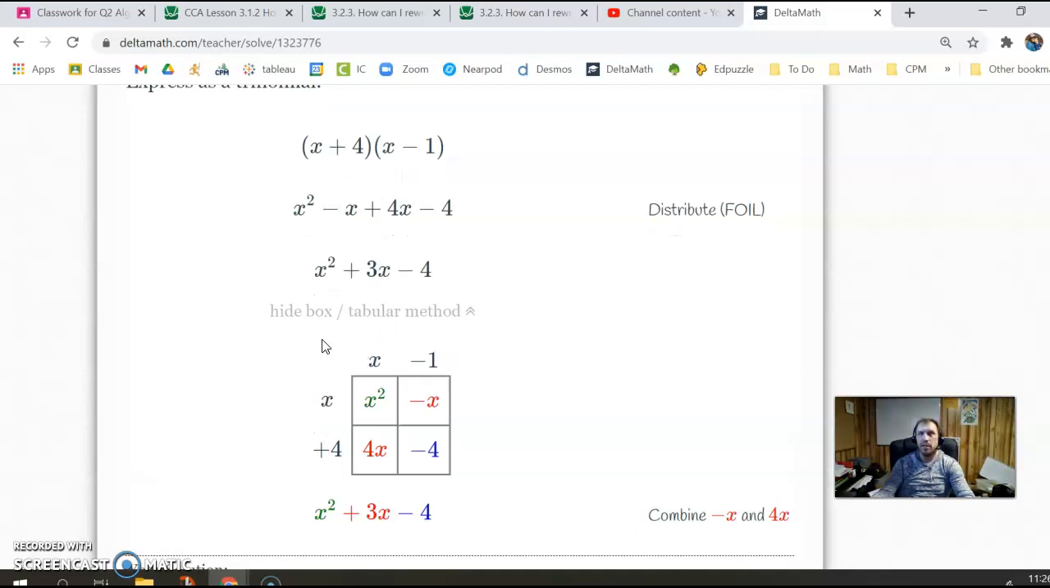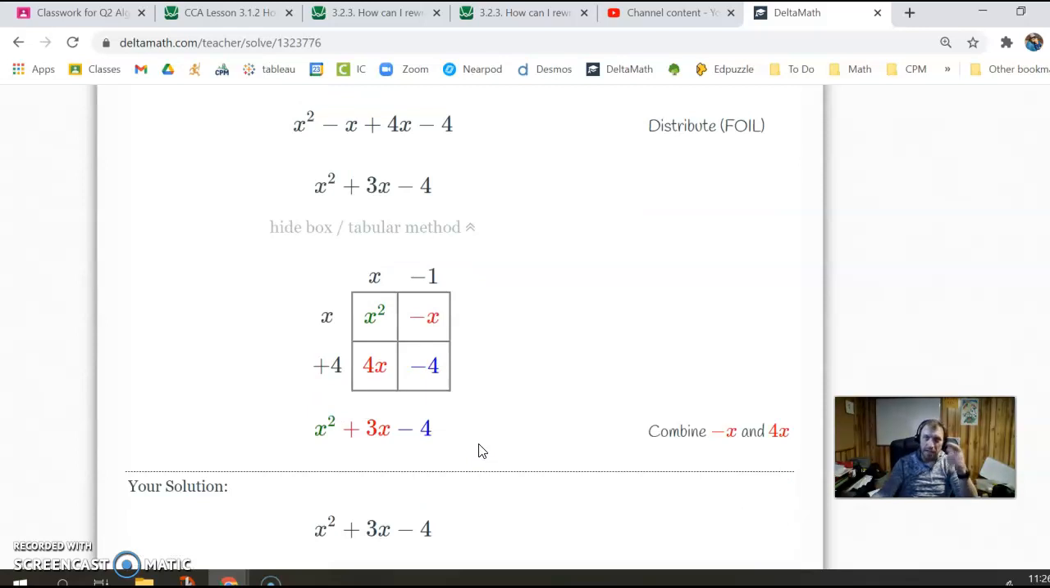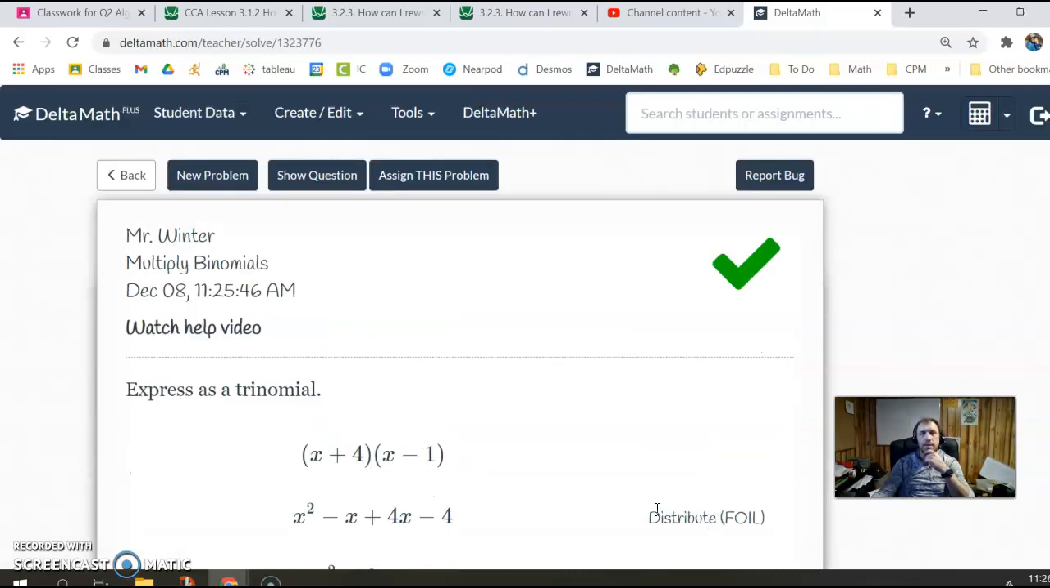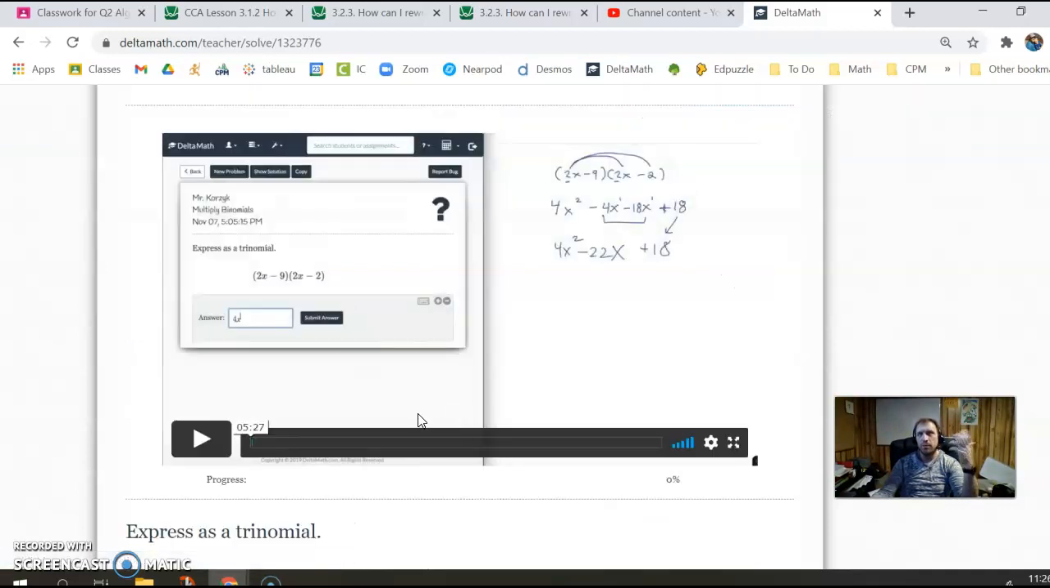And look, they're using the box method, the area method. So probably a good idea to use that area method as much as you can and keep growing. All right? So any questions, please reach out, watch the help video, grow as much as you can in this lesson. All right, have a good day.